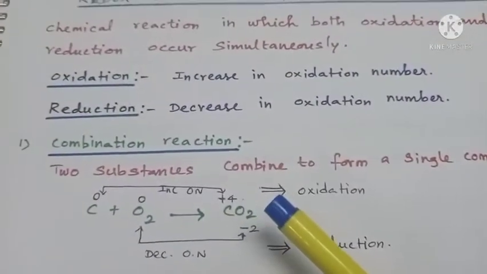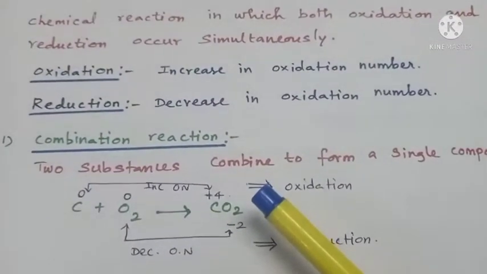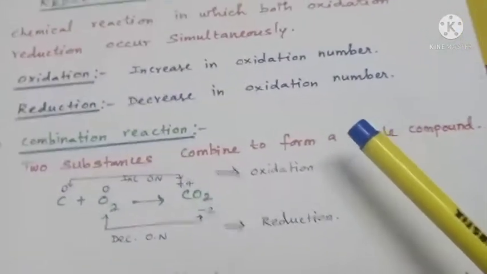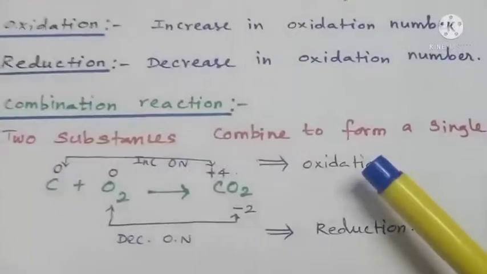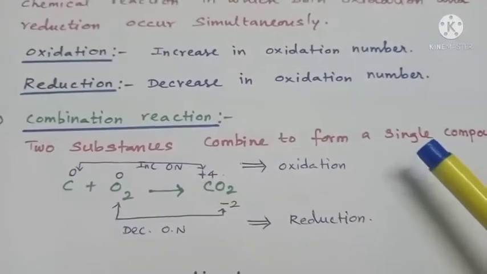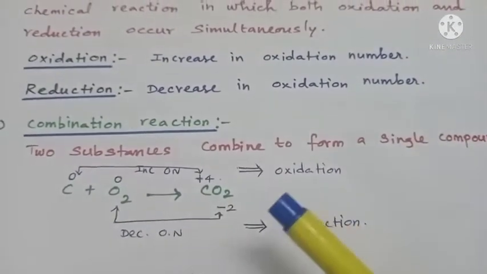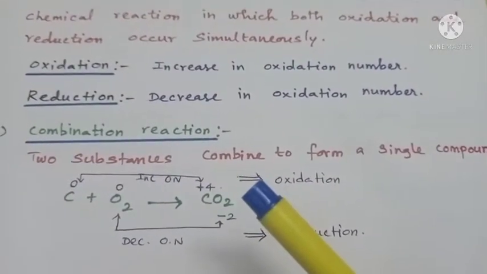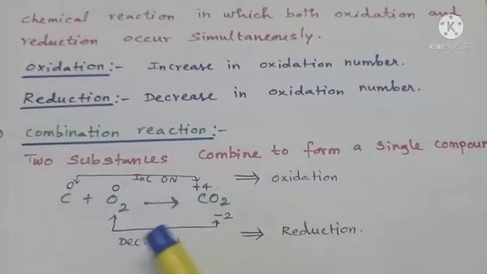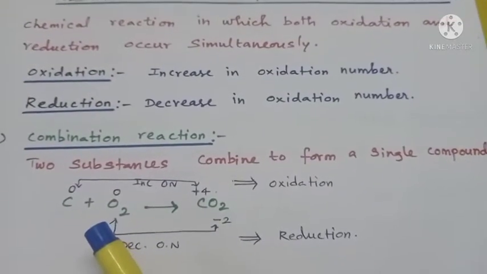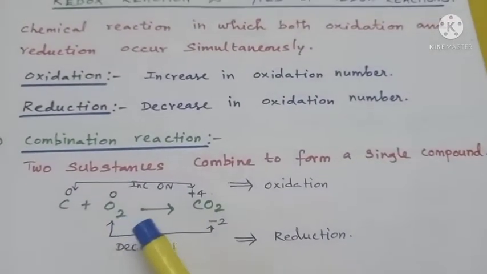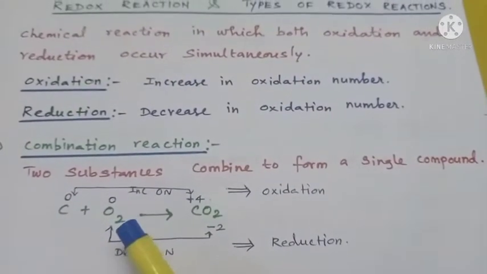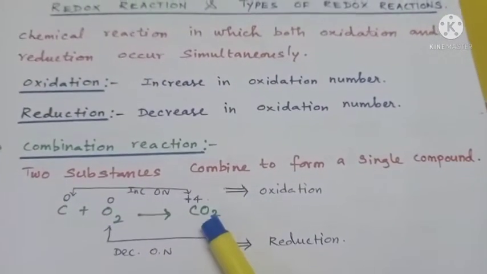Combination reactions are reactions in which two substances combine to form a single compound. A reaction in which two substances combine to form a single compound is generally called a combination reaction. This type of chemical reaction can have redox nature. For example, look at the example given here. Carbon reacts with oxygen giving carbon dioxide. Here two substances combine and give a single compound.